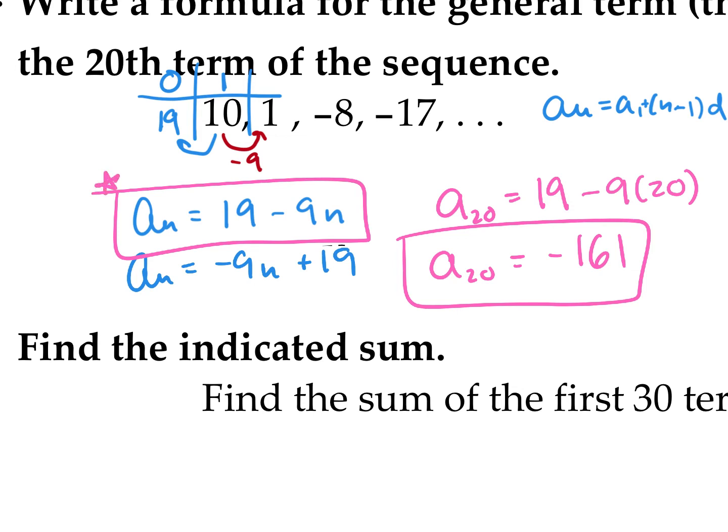So this would be our formula. This would be our 20th term. If I solve it, a sub n is eliminated first.